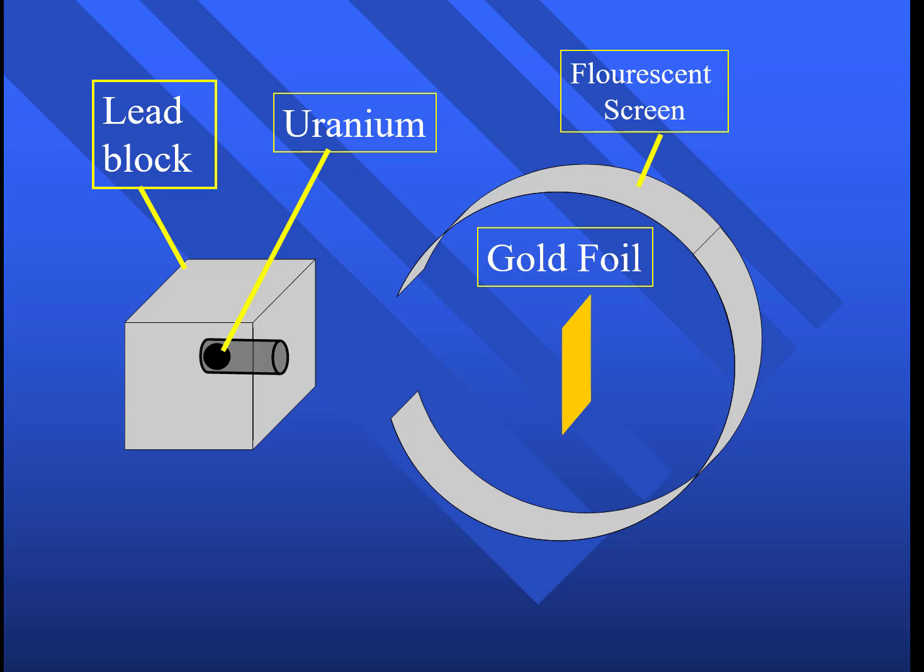So what he's got right here is an alpha particle gun that just shoots out alpha particles. He's going to aim at the gold foil, and he's going to see where it hits this fluorescent screen. That's how the experiment's set up. So he's looking at how those positive alpha particles are going to interact with the gold foil.